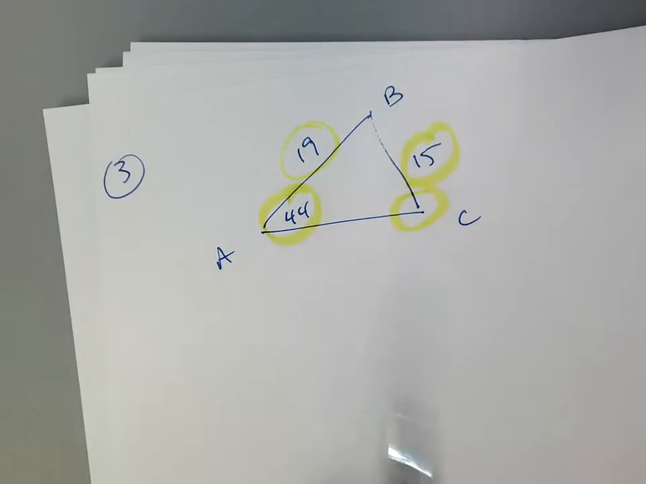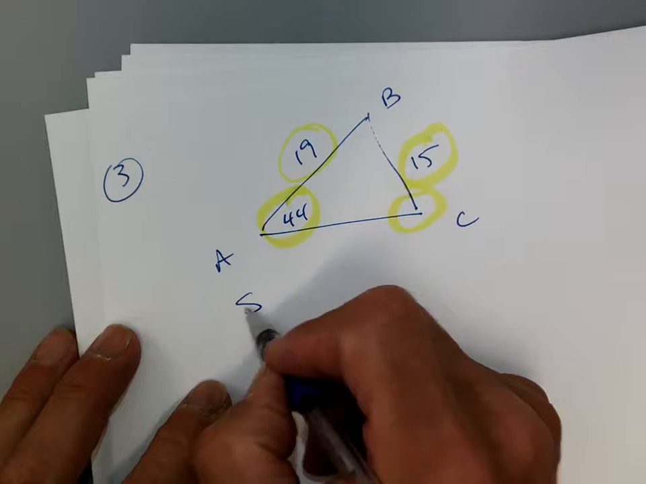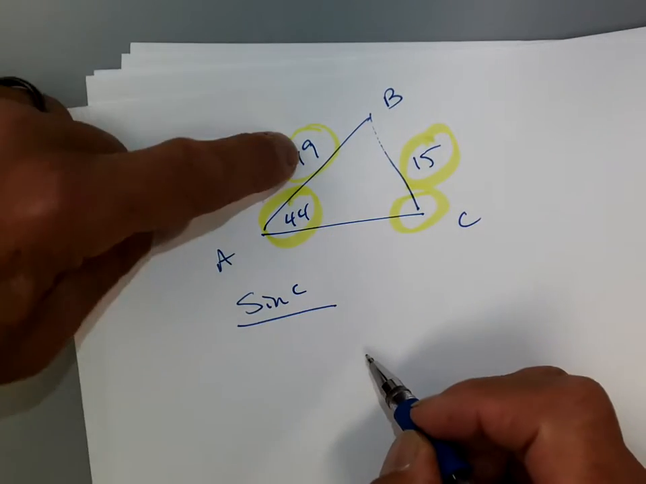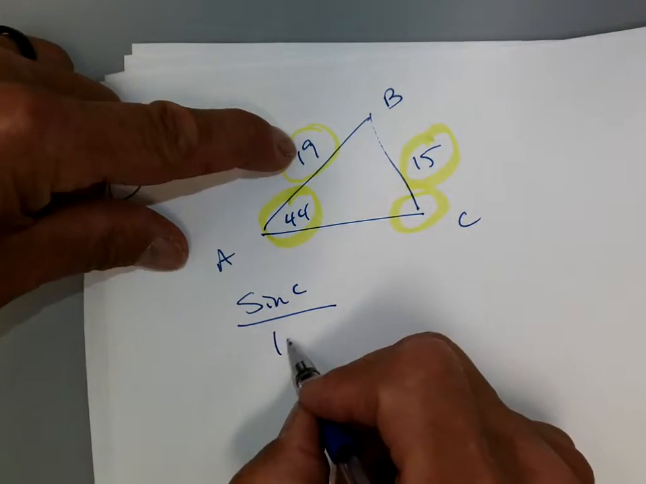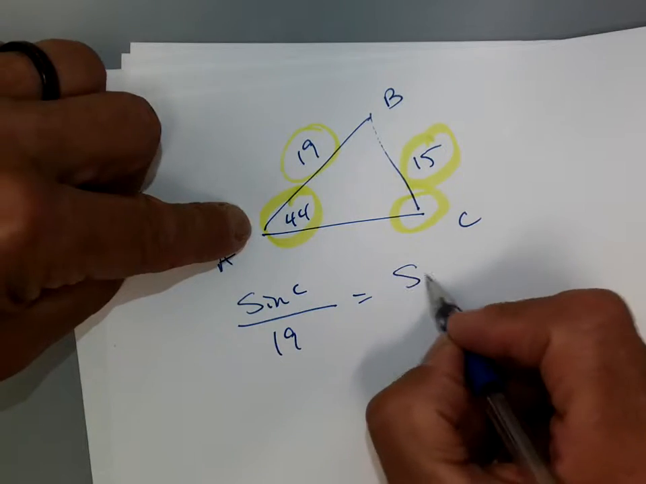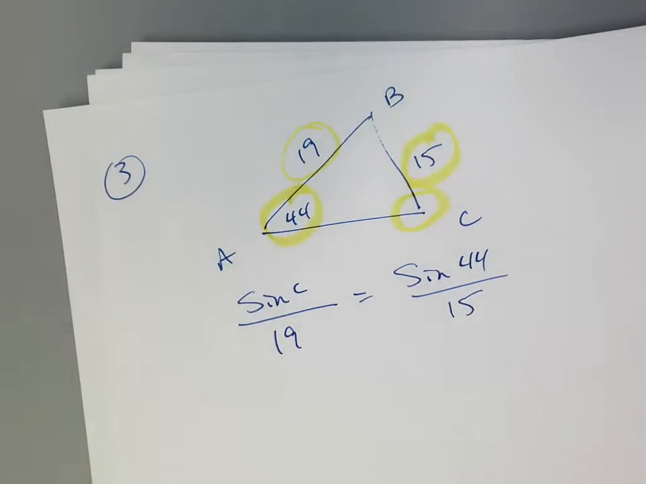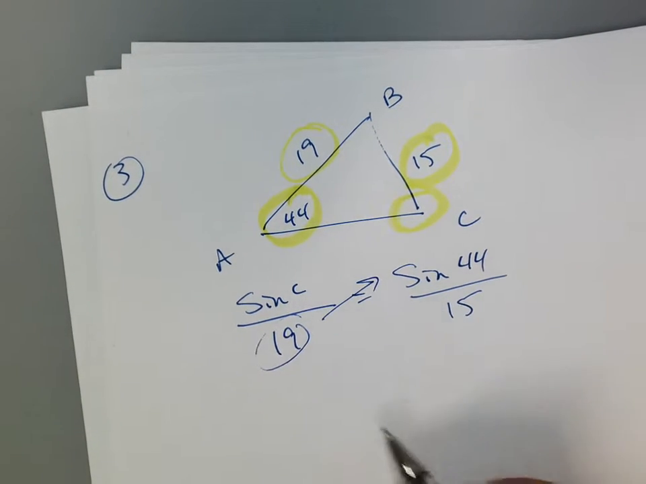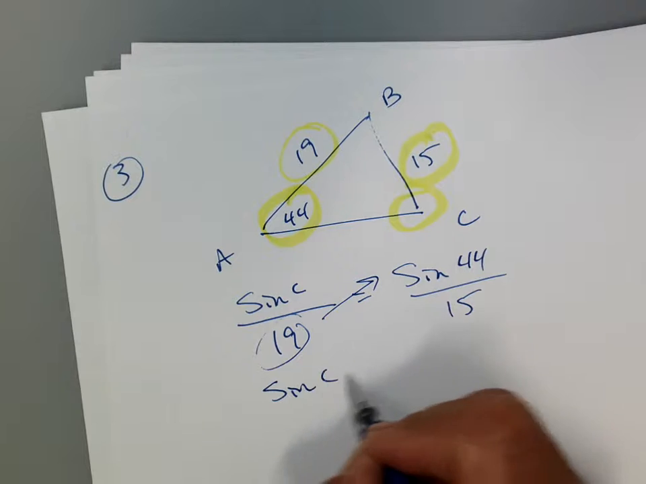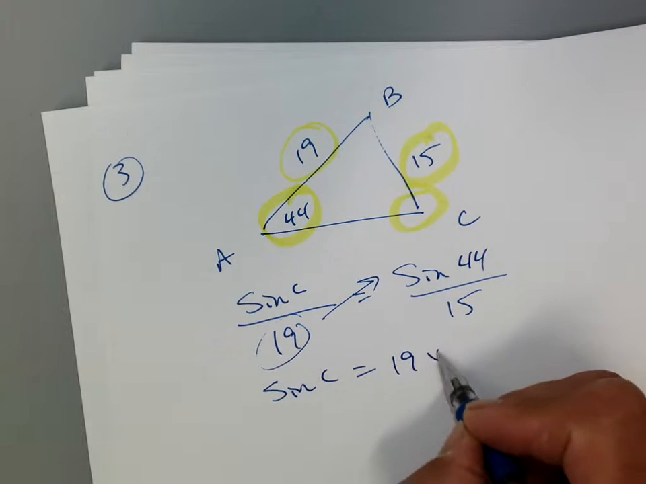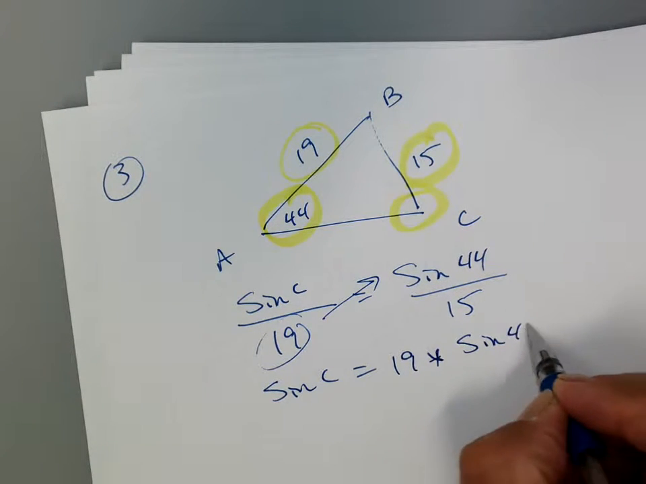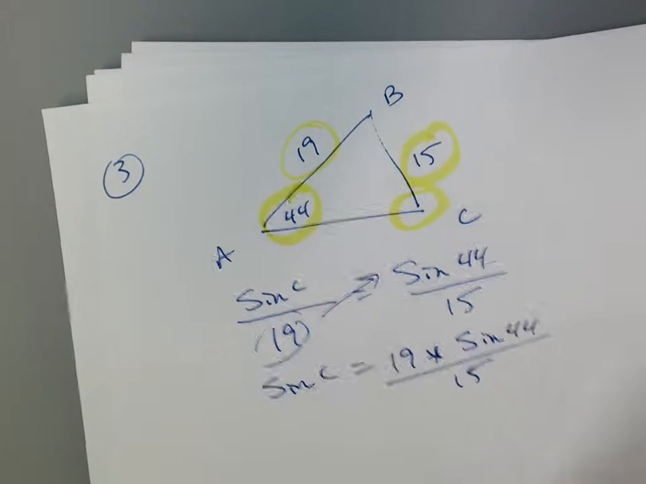So I'm going to go sine of C over its opposite side equals sine of 44 over its opposite side, right? Multiply up to 19. Sine of C equals 19 times the sine of 44 over 15.